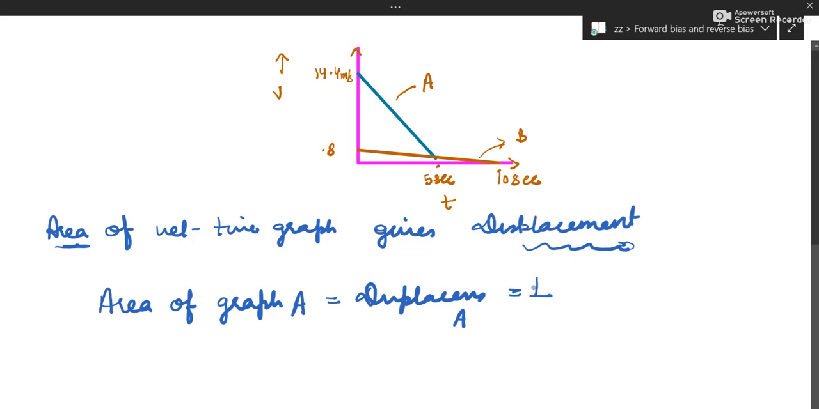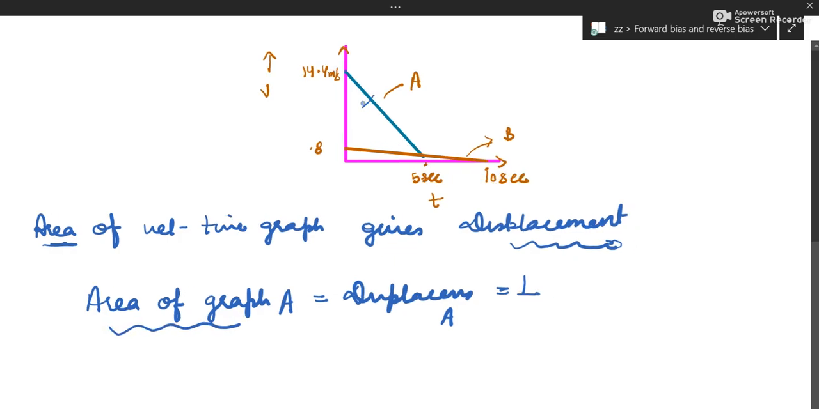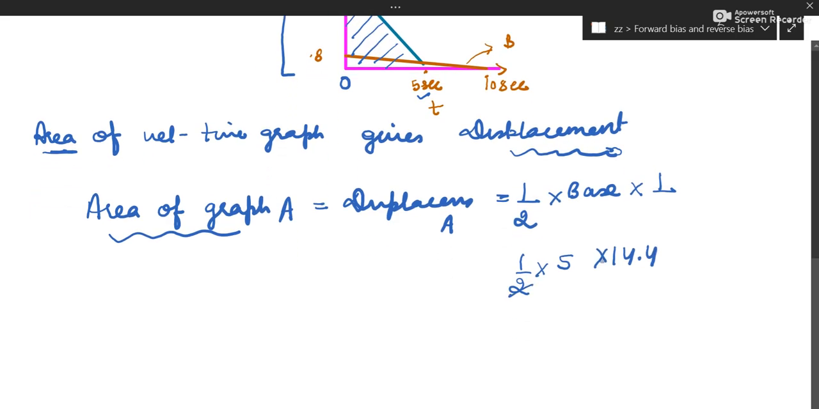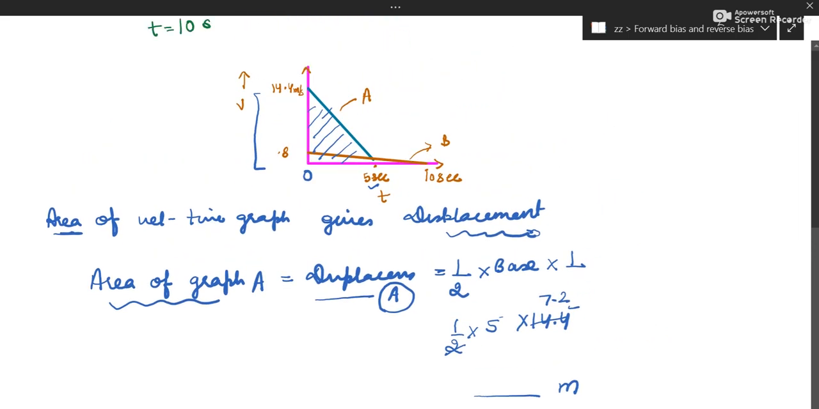So area is given by area of triangle. You can see this triangle I'm talking about. So it will be half base into perpendicular. Now what is the base? 0 and this is 5. So it is 5. That is 5 minus 0 is 5. And what is perpendicular? 14.4 minus 0, that is 14.4. So you can multiply 7.2 and 5. You will get whichever value will come in meters. So that is the displacement traveled by car A.